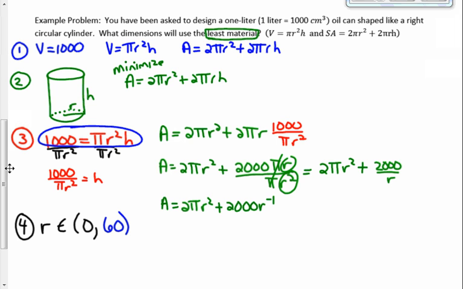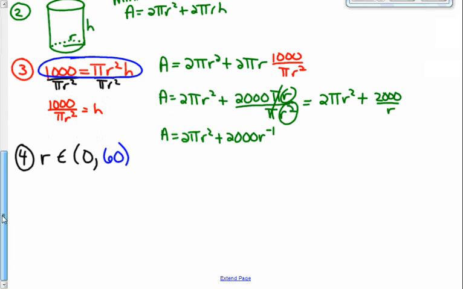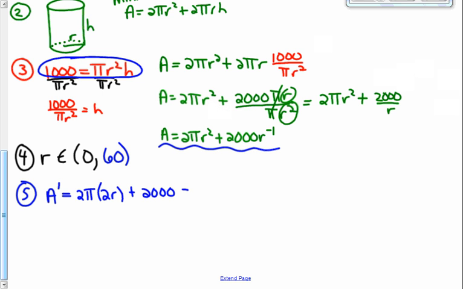Step 5, you find the critical points and the endpoints and find where the derivative is 0 and fails to exist. So step 5, I need to find the critical points, which means I need to find my derivative. So I find the derivative of A, and again A is over here. So that derivative is 2 pi times 2r plus 2,000 times negative r to the negative 2. And of course I can simplify this, and I have 4 pi r minus 2,000 divided by r squared.